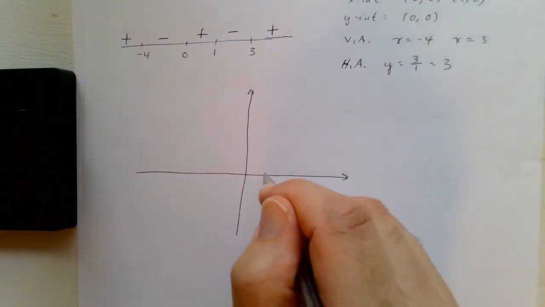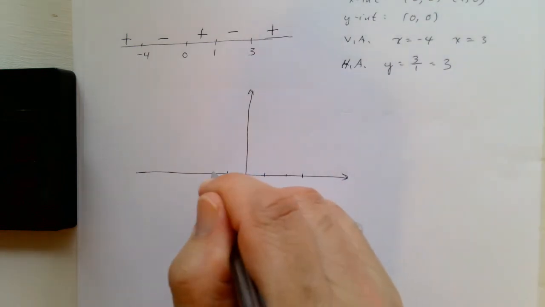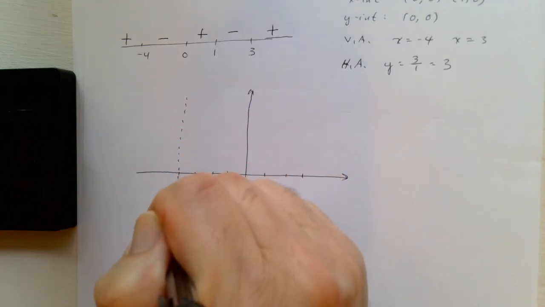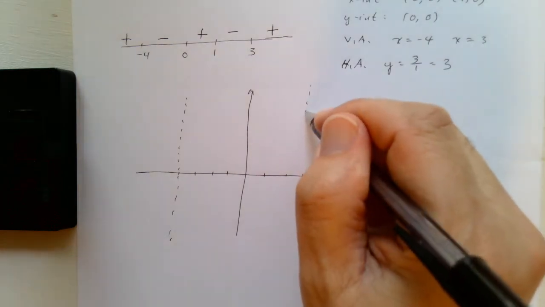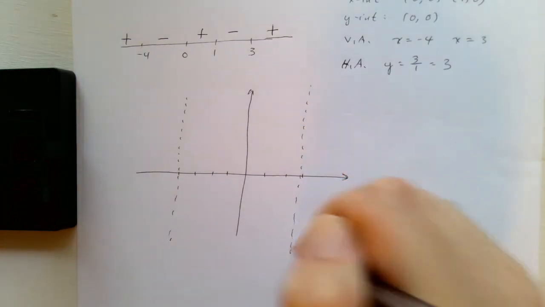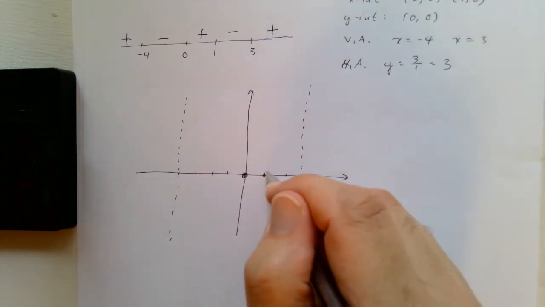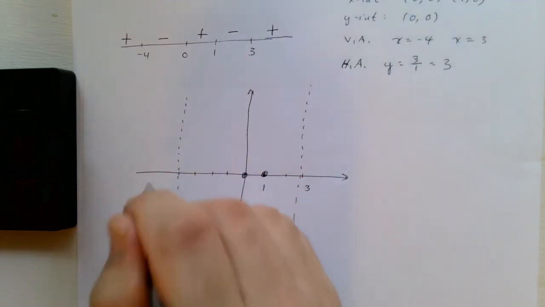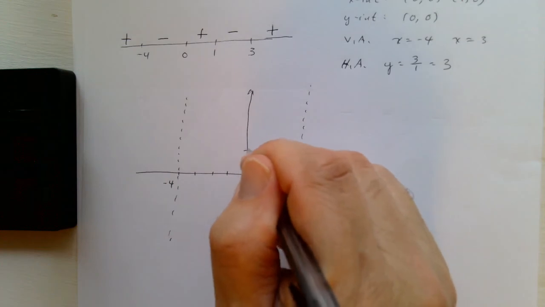Alright, so here's 1. We have vertical asymptotes at negative 4 and 3. The x-intercepts are at (0, 0) and (1, 0). And a horizontal asymptote at y equals 3.